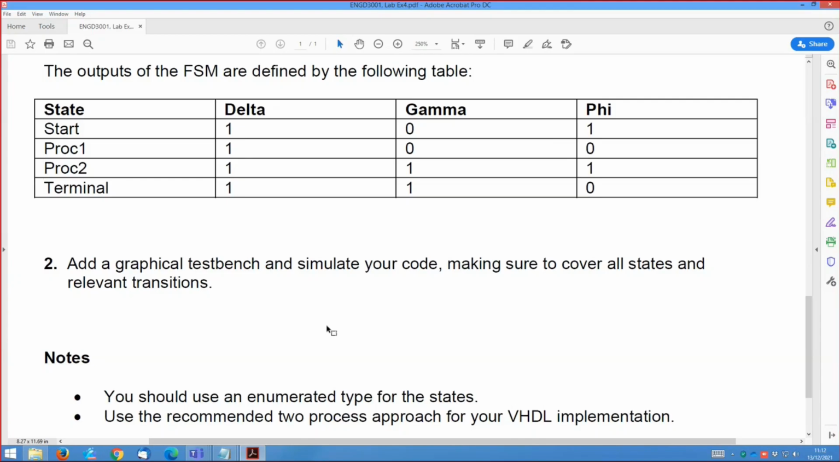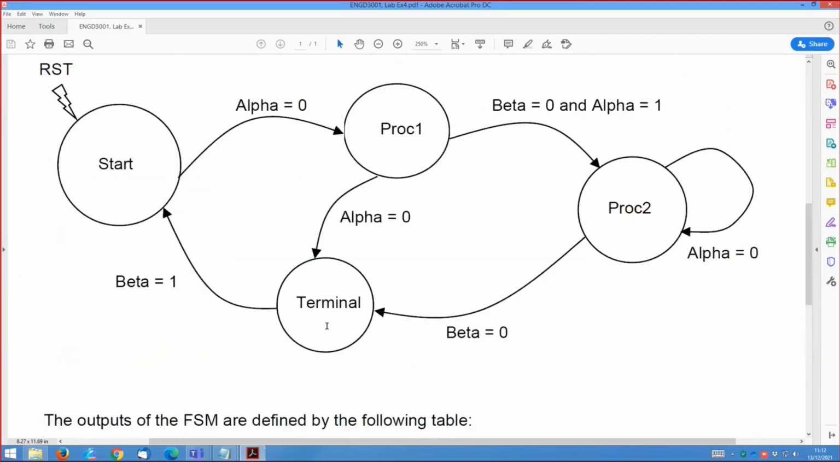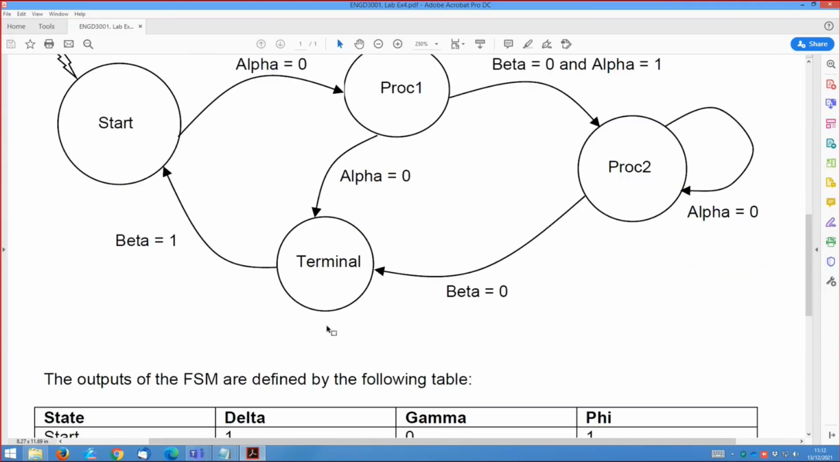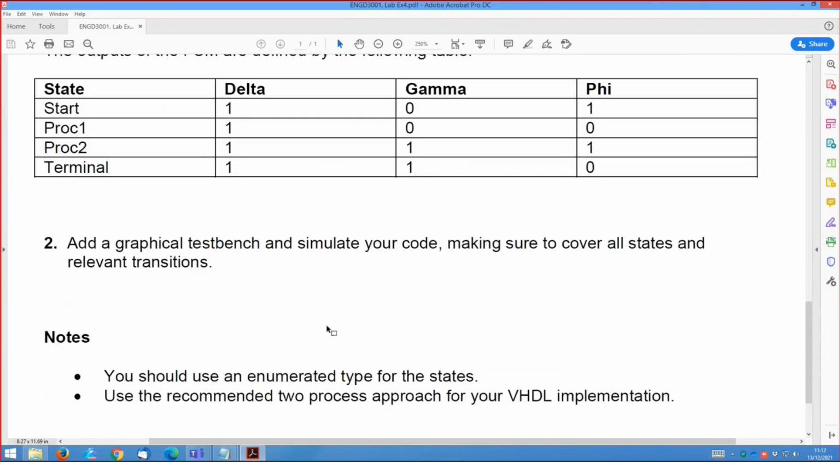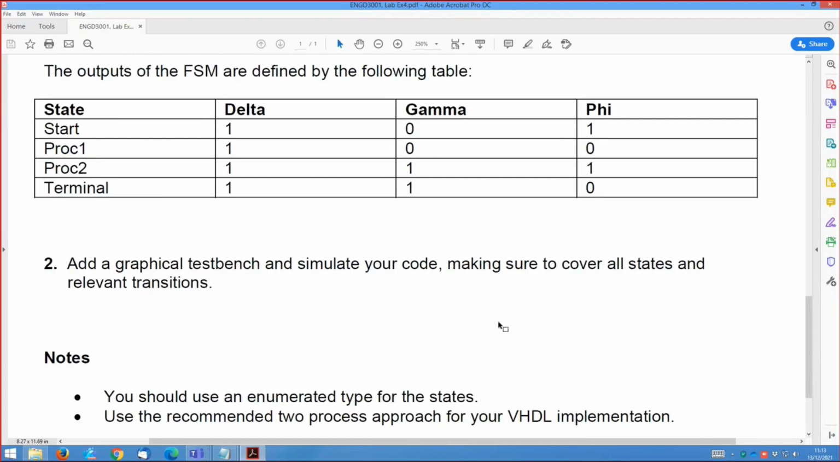So first things first, we need therefore to write the VHDL code to implement this finite state machine. For that, you should really use an enumerated type for the states and the recommended two-process approach for the VHDL implementation. So just refer back to our lecture on finite state machines, which you can also get from the link to the OneDrive I posted. The lecture would be in the lectures folder. Just look at that and at the example which shows how to implement an FSM using two processes.